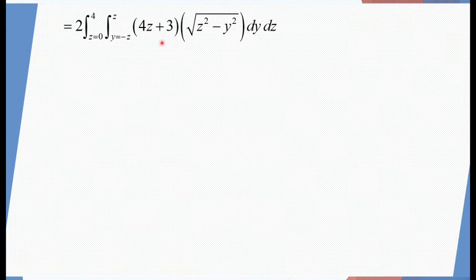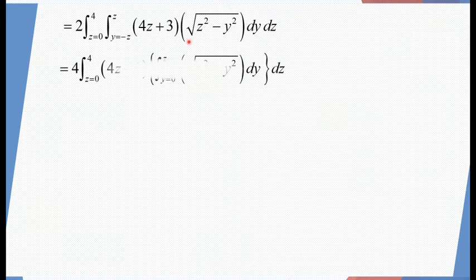Now see here the variable limit is in y. So we have to integrate this function with respect to y first. In this particular case 4z plus 3 is the constant, so we can take it outside the integral. So only the integral of this square root function remains. So what is the integral of the square root of z² minus y²? Now we are integrating with respect to y, so z² is treated as the constant.